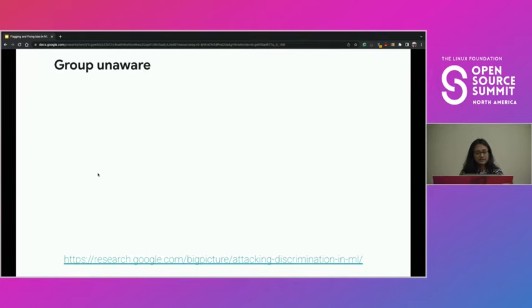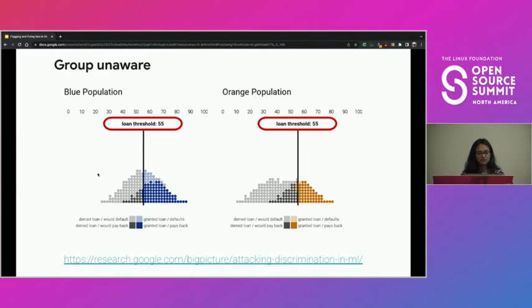So I'm going to take you through some examples here. This is one definition of fairness where you could essentially be group unaware. Imagine you're trying to design an ML model that decides whether you should give a loan to a population. Blue and orange are the populations. And let's just say 55 is the threshold, and 55 is the credit score of the population. And you can see that group unaware makes the bank this much profit.